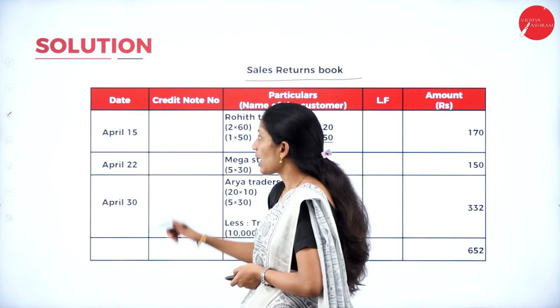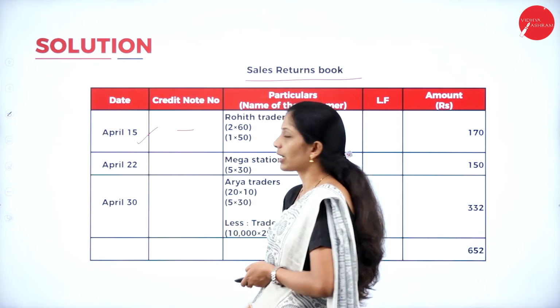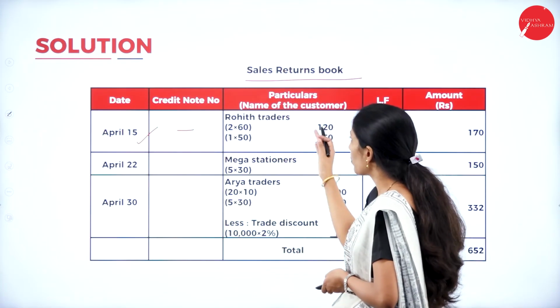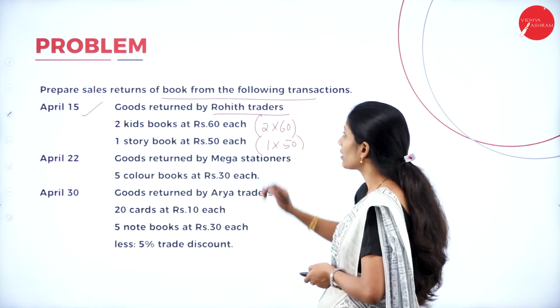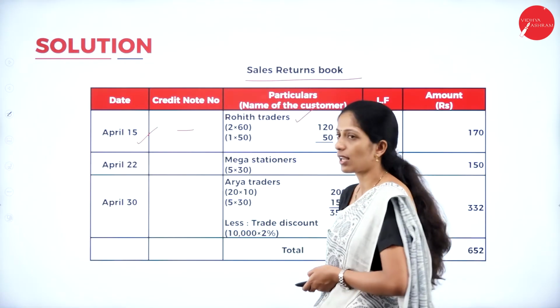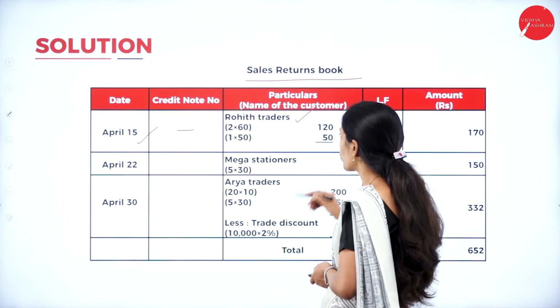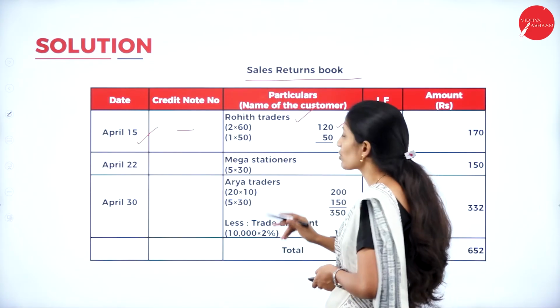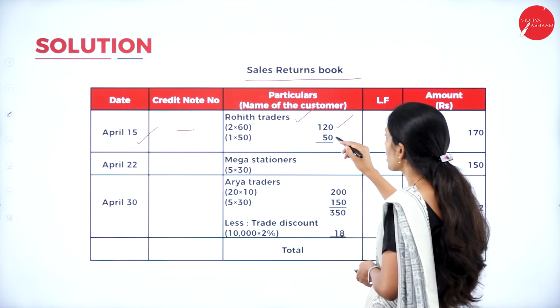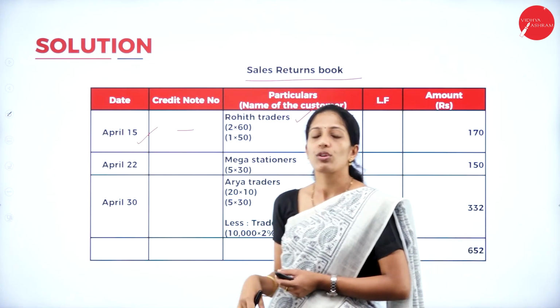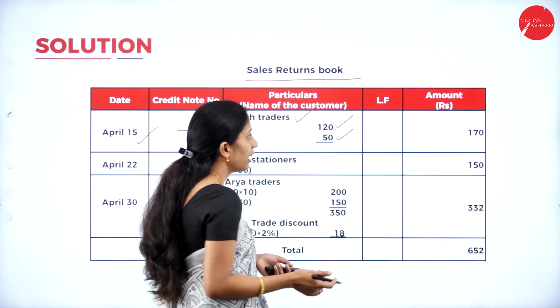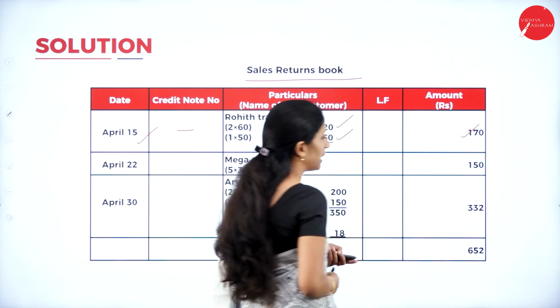Now write the date, April 15th. They have not given a credit note number. Now the name of the customer is Rohit Traders. So write the name of the customer. Then you have to make this calculation, 2 into 60 as well as 1 into 50. So 2 into 60 is 120, 1 into 50 is 50. Add both and write the amount in the amount column, that is 170.